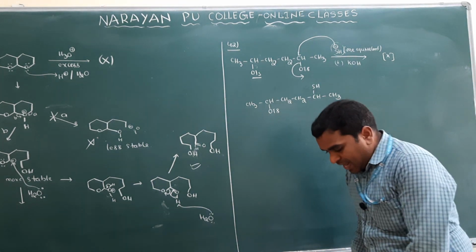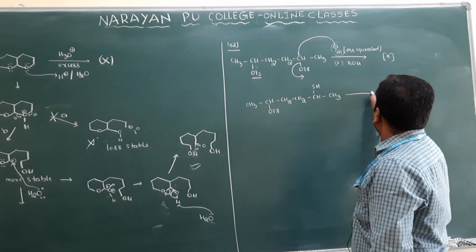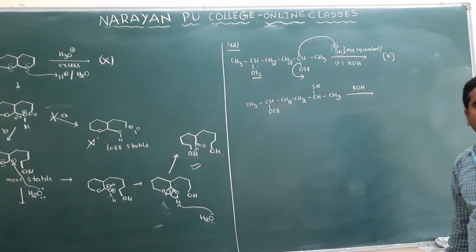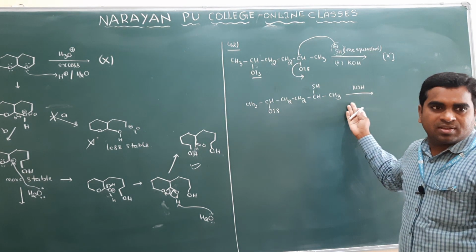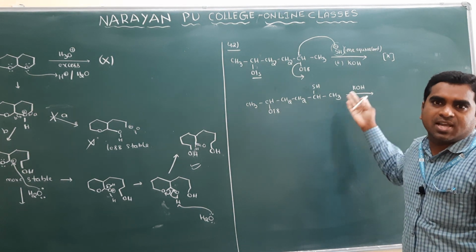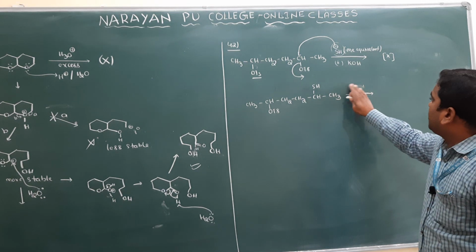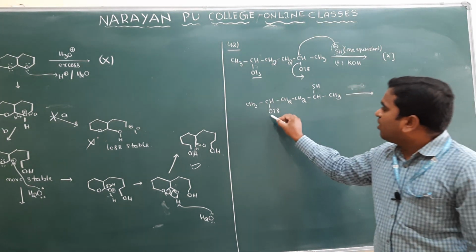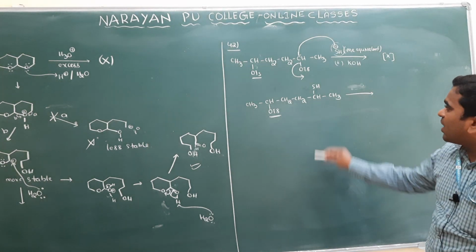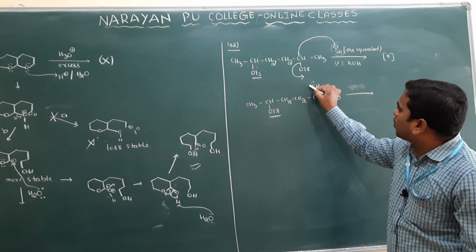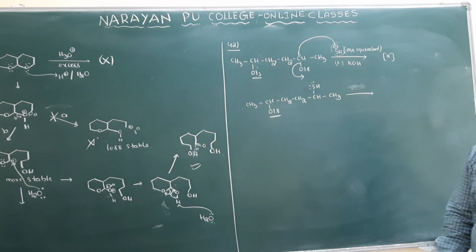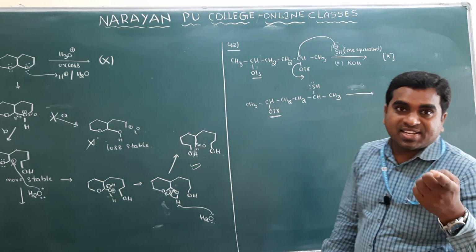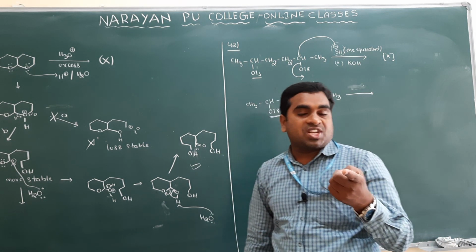Next, what they have given here is KOH. Clear? KOH means it acts as a base. And before this you already know that in this molecule a very good leaving group is there, and also an internal nucleophile is there. And I already said NGP, neighboring group participation.